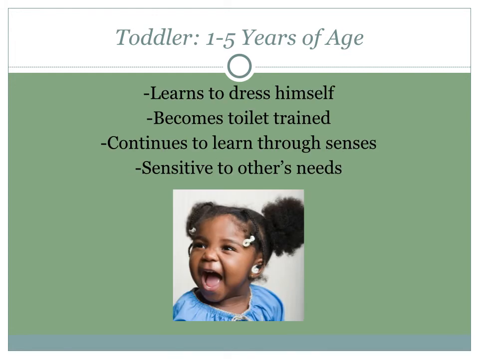During this toddler age, between years 1 to 5, children begin to learn how to dress themselves. In fact, you should encourage them to do so. This is the age where they become toilet trained, and they continue to learn through those 5 senses: smell, sight, hearing, touch and taste. Children this age are also often sensitive to other people's needs, whether their own peers or adult figures.